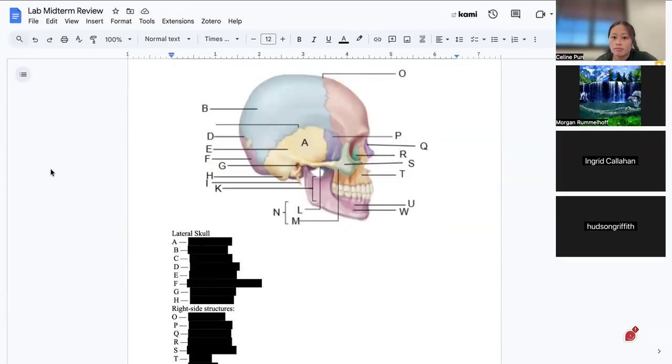Okay, this one is of the skull. So on the side of the skull, does anyone remember what this bone is called?